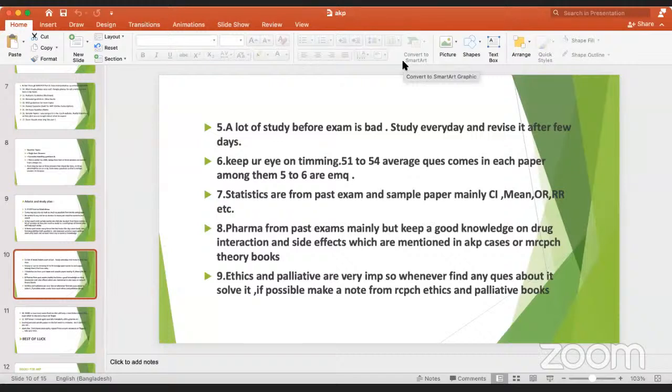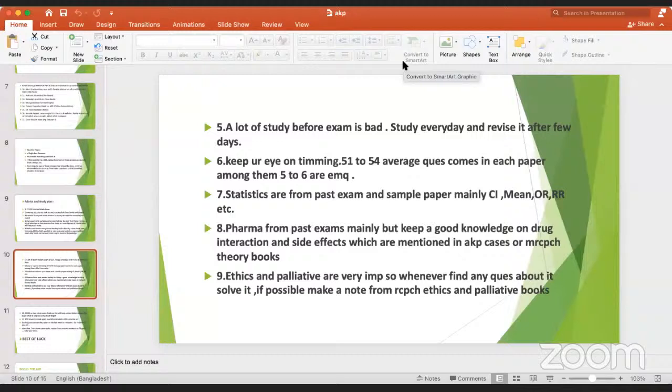Like, as I said, anti-epileptic drugs, diuretics, and then drugs for ADHD, drugs for cerebral palsy. These drug side effects you should know very well. And previously I told you that there will be no exam in MRCPCH without ethics and palliative, without child protection. Okay, so for these chapters, we will make you notes. We will give you notes of these ethics and palliative questions for our batches.